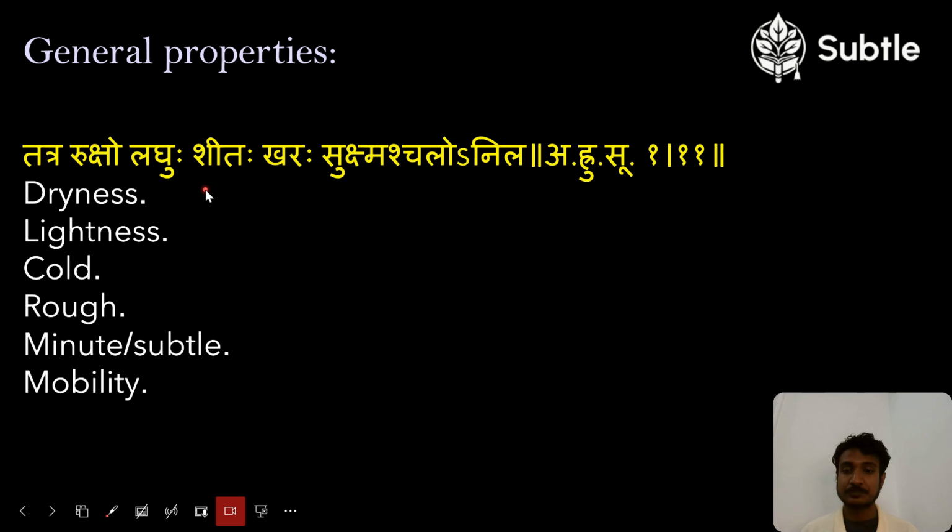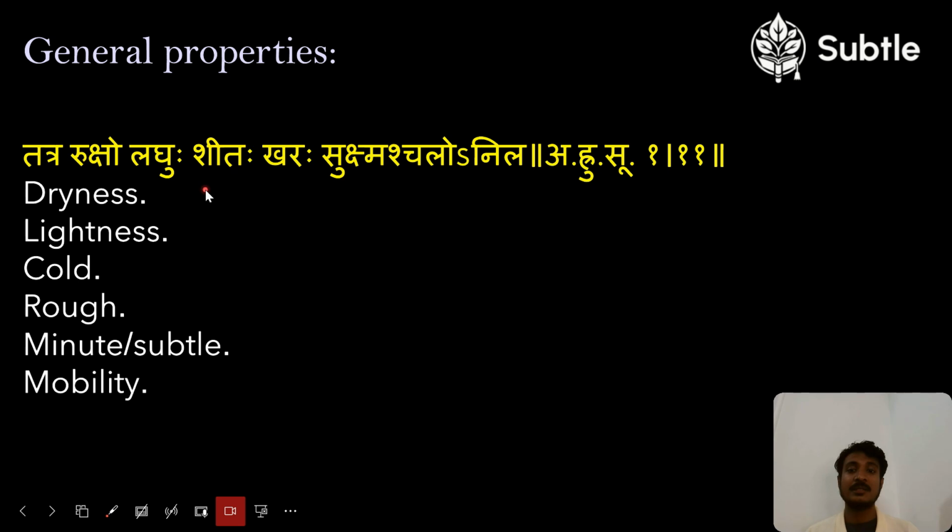Okay. Vata is light. Vata is cold. Vata is rough. Vata is subtle. It can move through minute pores. Vata is mobile. The basic property of Vata is mobility. Without Vata, there is no movement in the body. So wherever there is Vata, there is movement.